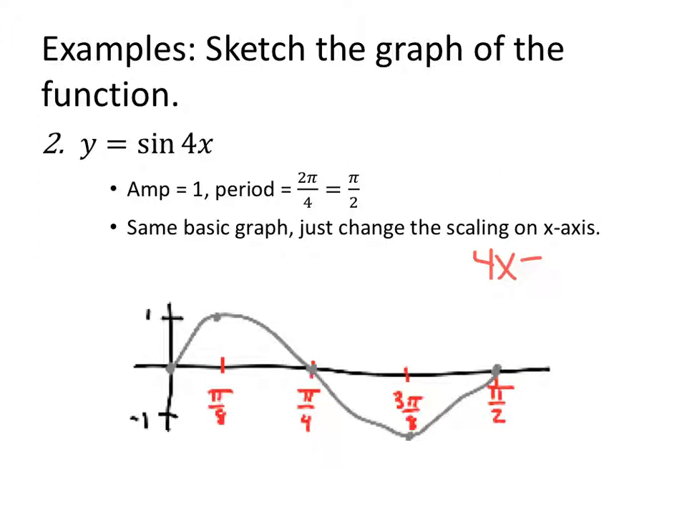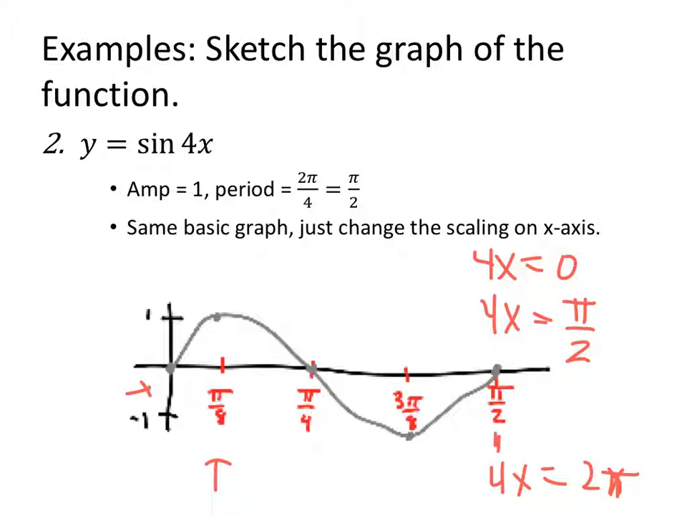So what I did is I set 4x equal to 0 to get x equals 0 for my first point. I set 4x equal to pi over 2 to get my second value, and so on, to my right endpoint. 4x equals 2 pi. Yeah, it's a crazy way to write pi. It looked a lot like an x. That's how I get my right endpoint. So I can find the scaling on the x-axis, but it's still going to look like the sine function. The only thing that changed here is how I labeled my x values.